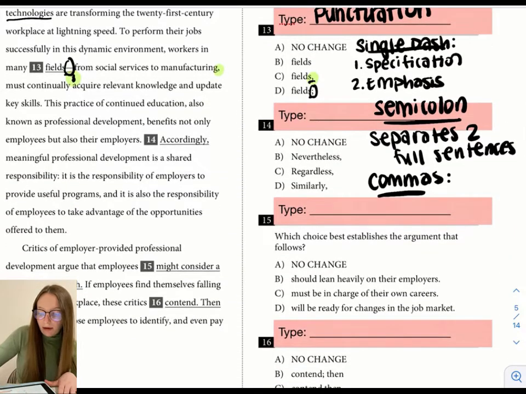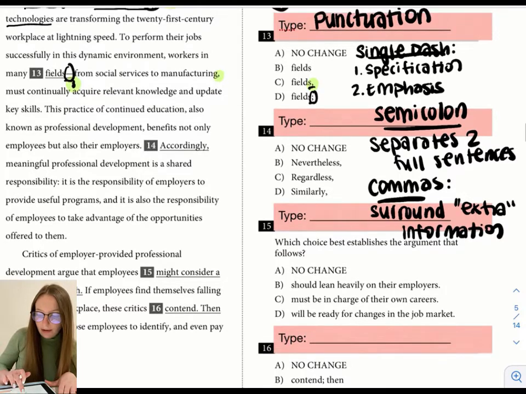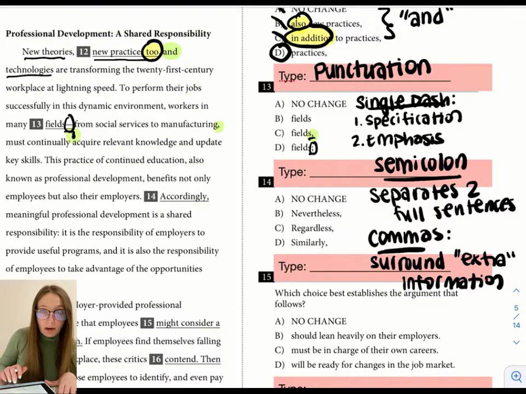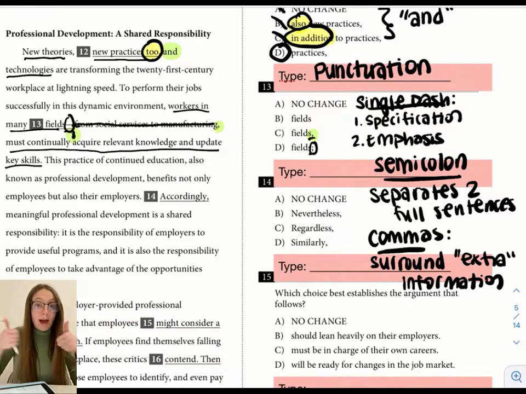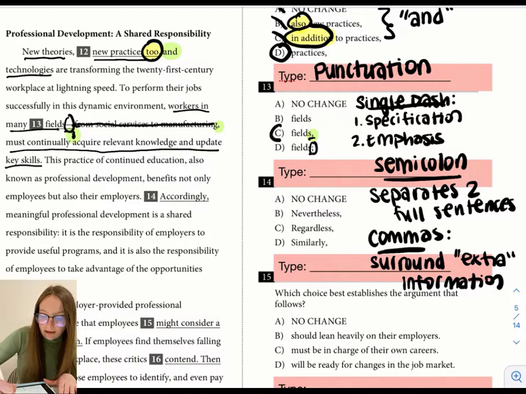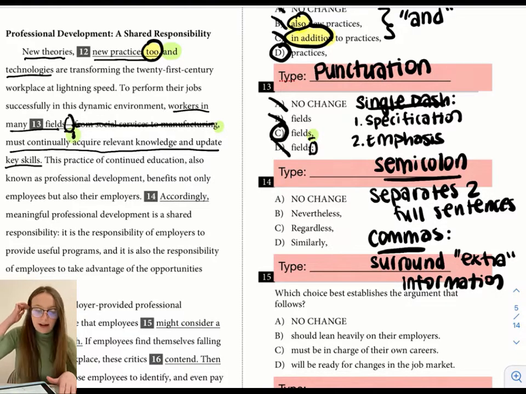So double commas, the purpose of them is to surround extra information. So basically, if you can read around the information that's inside of the double commas, then that means that you should in fact put double commas because the information inside of it would be considered extra. So let's try crossing that out and reading around it. Workers in many fields must continually acquire relevant knowledge and update key skills. So that makes perfect grammatical sense without the information inside. So I want to go ahead and put the double commas, which makes choice C the correct answer.